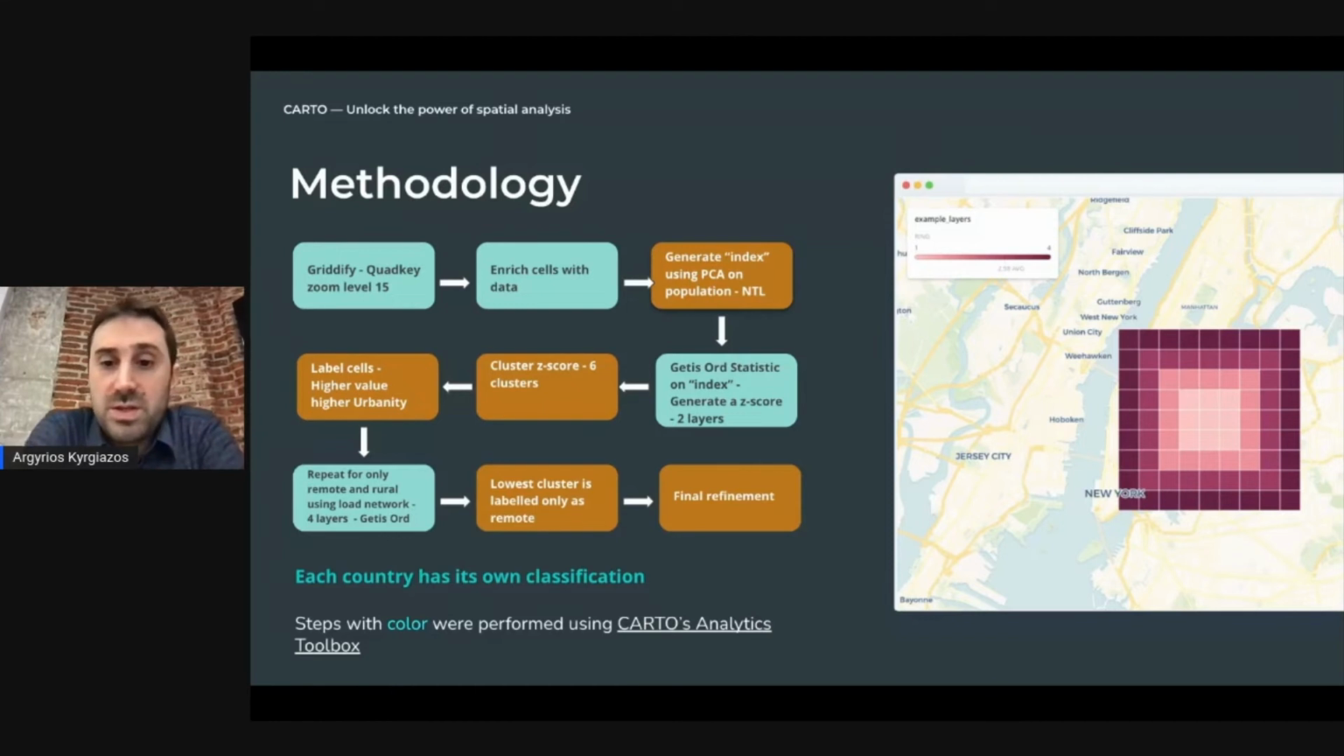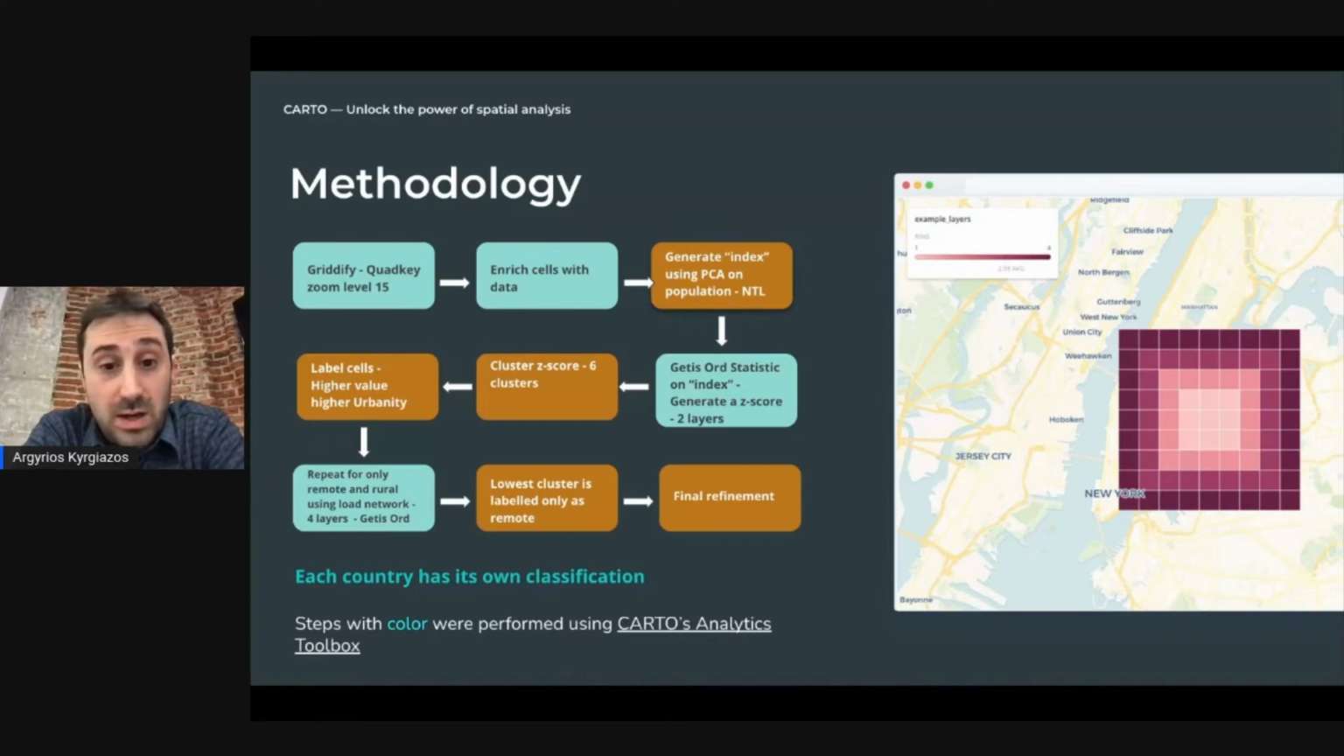So overall, the methodology that was followed, as I said, was run per country. First, we had to gridify. As I said, we use a spatial index of 1 km at zoom level 15. Then we enriched this data with the population, the light data, and the road network. The first step was to generate one index using the population and the nighttime light data. We call it the urbanity index, where the higher the index, the higher the urbanity level should be. And because we do a spatial model, we cannot ignore what happens in the surroundings of a cell.